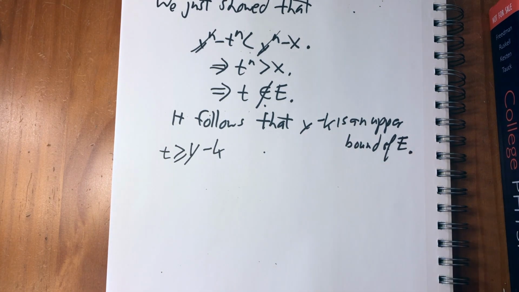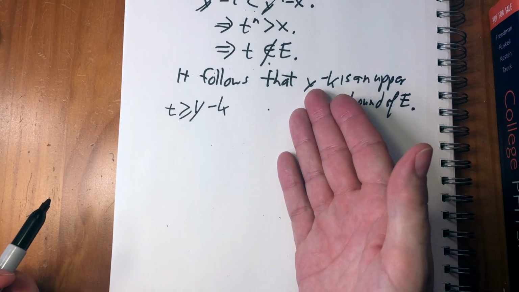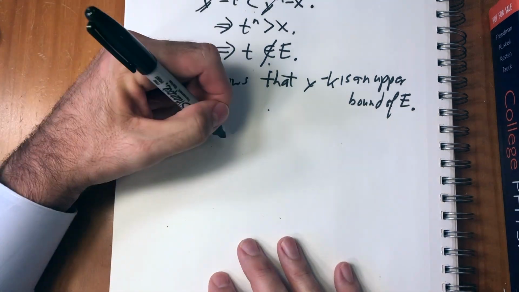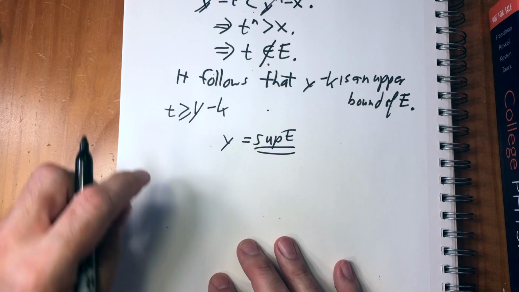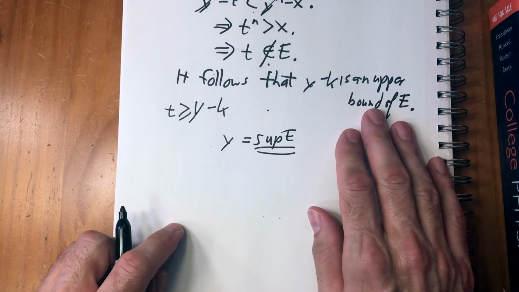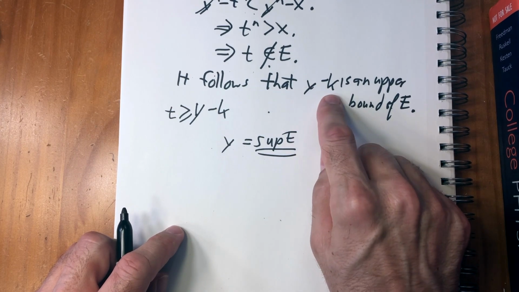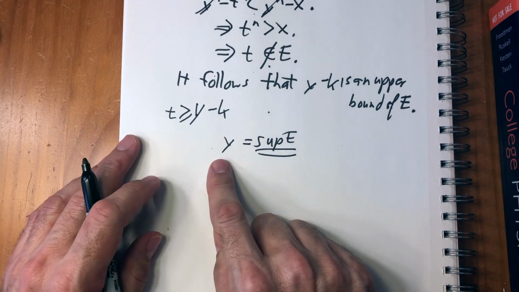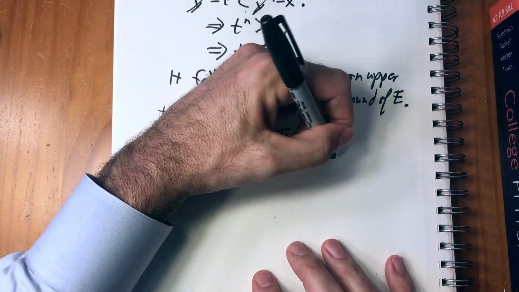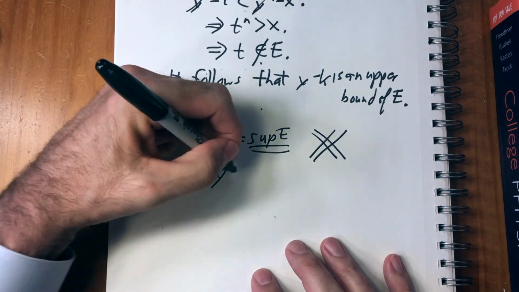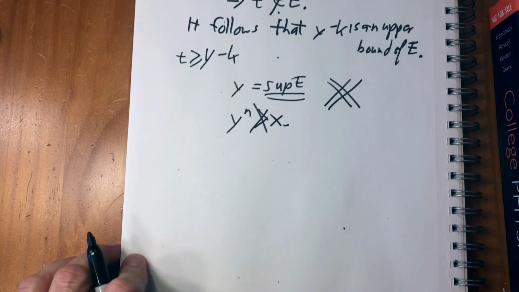So now we're at the same point we were before. That means that y minus k is an upper bound of E. Now I think we can figure out what the problem is. Y minus k is an upper bound of E, but the problem is we started by saying that y is the least upper bound of E. There should not be an upper bound of E smaller than y, but k is positive. That means that y minus k is less than y, which means that it's smaller than the supposed least upper bound. That means a contradiction again. That means that y to the n cannot be greater than x. Okay?